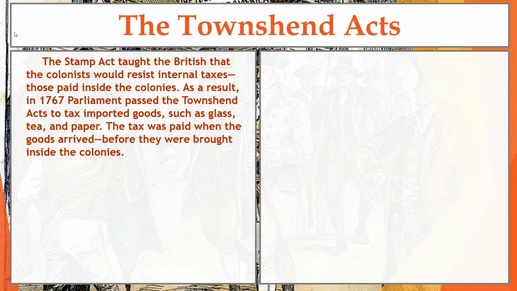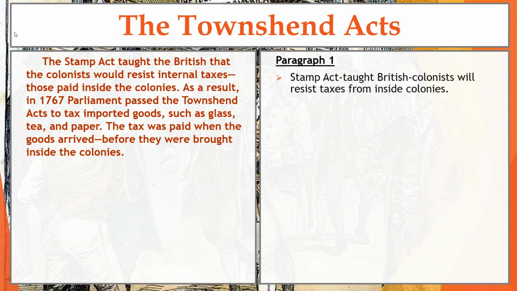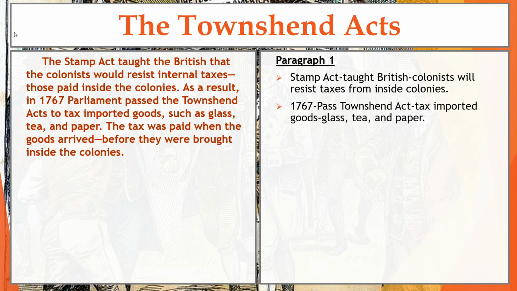That's real interesting, right? So what am I getting out of this paragraph? Stamp Act taught British colonists resist taxes from inside colonies. 1767, Townsend Act, tax imported goods like glass, tea, and paper. Tax on goods before they arrive in colonies, before they're bought.